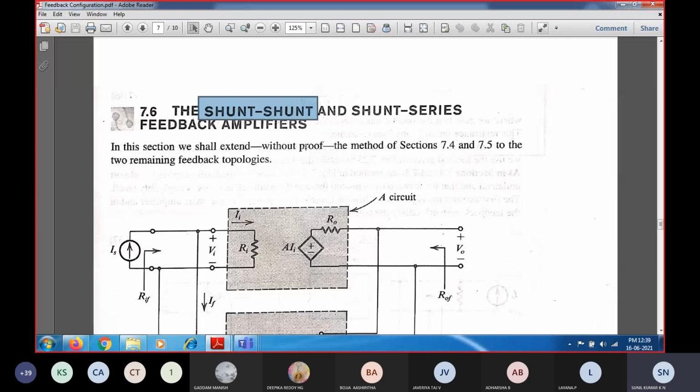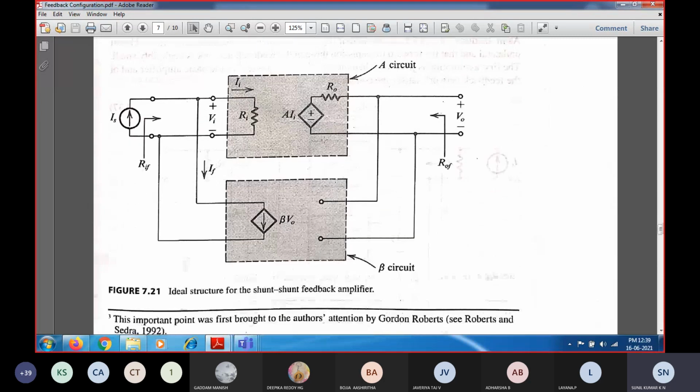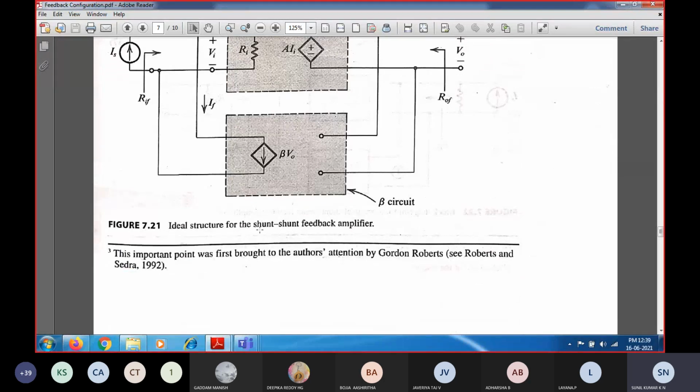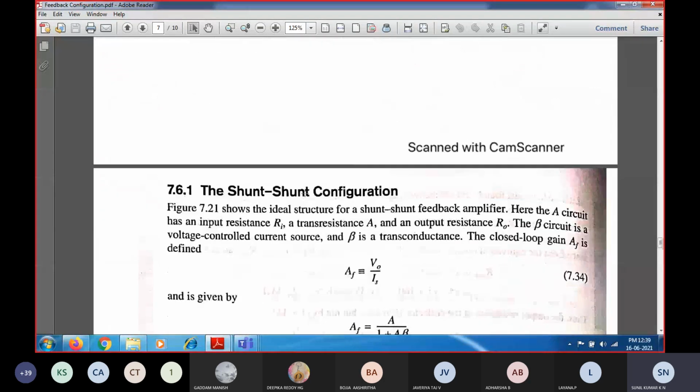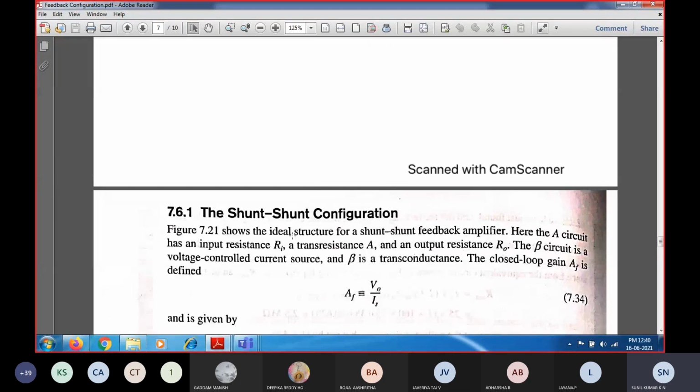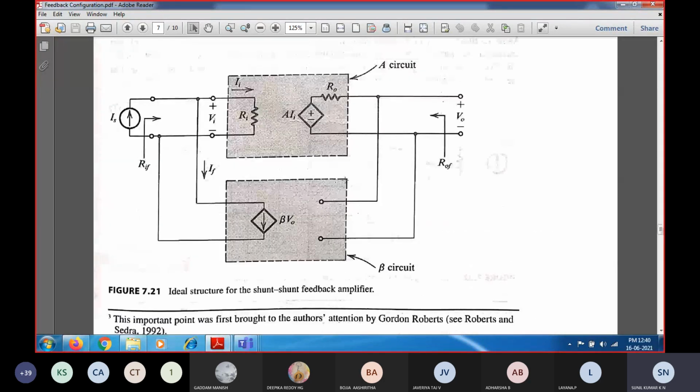So what is the corresponding amplifier? That is a shunt at the input side and a shunt at the output side. Input is current, output is voltage, so the corresponding amplifier is called a trans resistance amplifier. You can see this is a shunt configuration, and this corresponding amplifier is nothing but a trans resistance amplifier, which has current at the input side and resistance, that is voltage, across the output side.